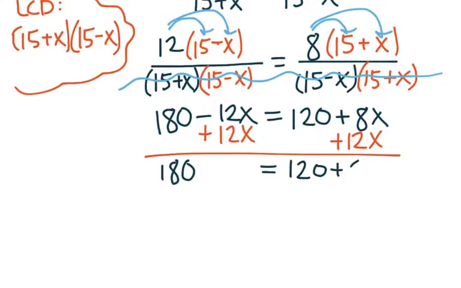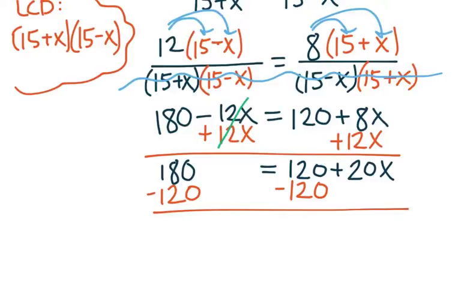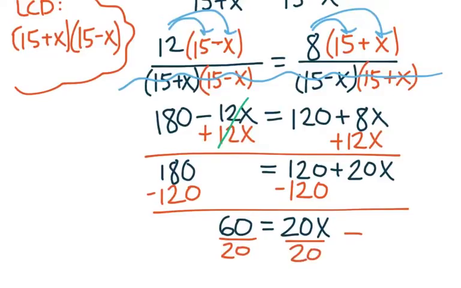So we have 20 x's on the right-hand side. I better move my numbers over to the left-hand side now. So we'll subtract 120 on both sides. And now we have 60 on the left equaling 20x on the right. So dividing both sides by 20, our x value here is going to be 3. Alright, so we've solved the problem.